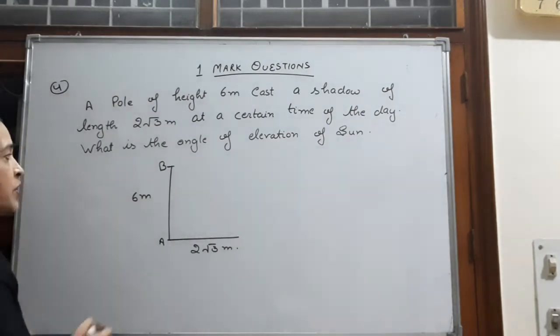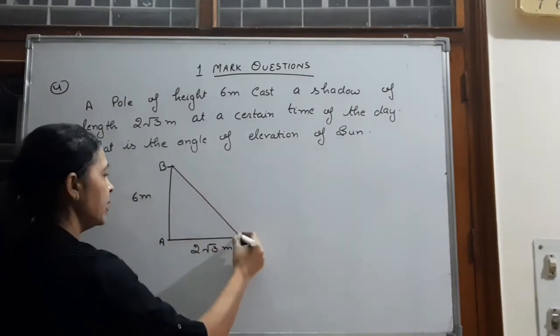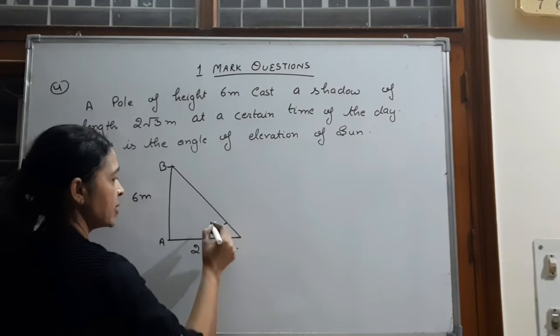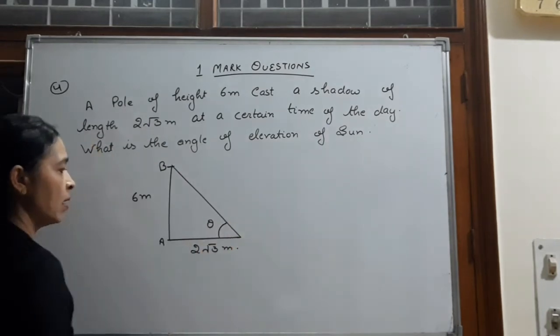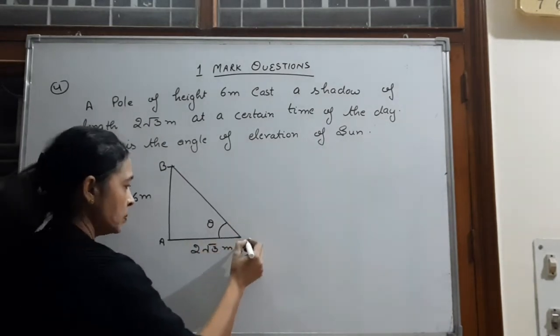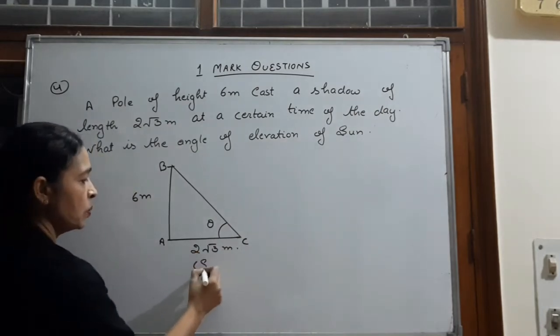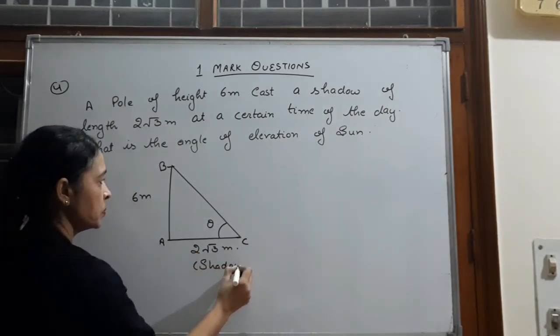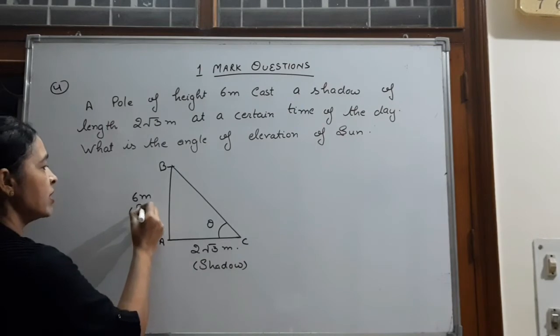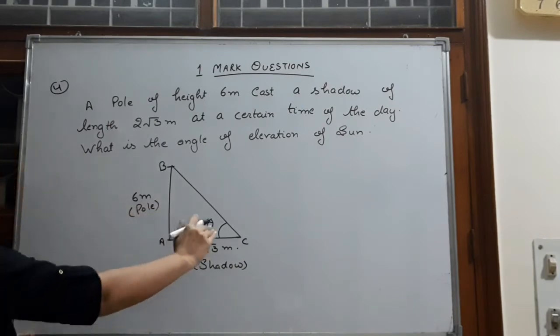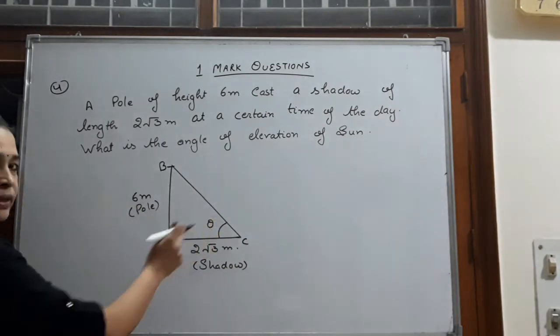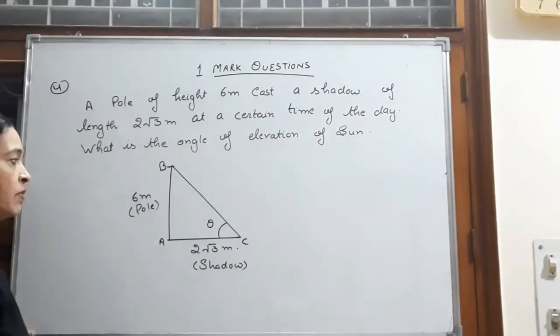What is the angle of elevation of the sun? What we have to find? The angle of elevation. Here is the angle of elevation. Let it be theta. Clear? AC is the shadow. AB is our pole which is 6 meter high, and this is the shadow. What we have to find? Find the angle of elevation.